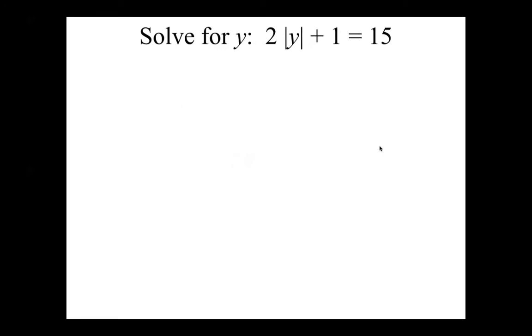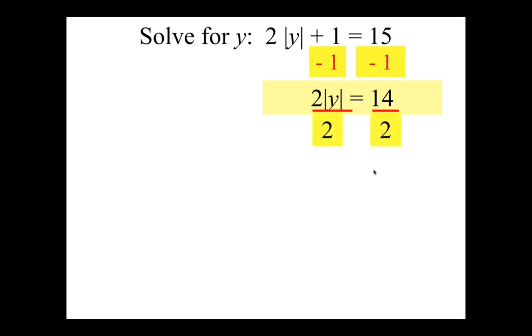Okay, let's go ahead and look at this example. We're given 2 times absolute value y plus 1 equals 15. So we'll first undo any addition or subtraction. Subtract 1 from both sides. You're left with 2 times absolute value y equals 14. Now divide both sides by 2 to isolate your absolute value y. And that gives you absolute value y equals 7.